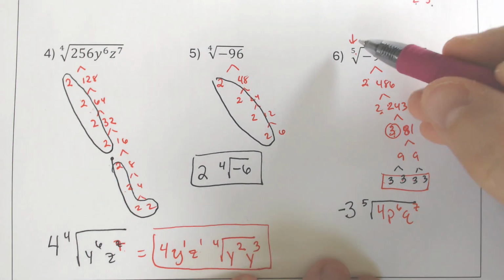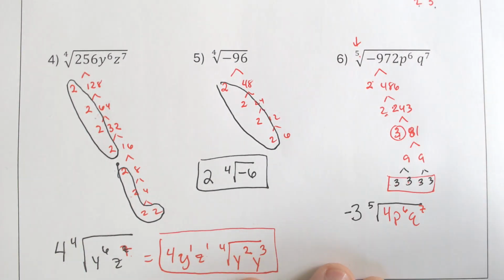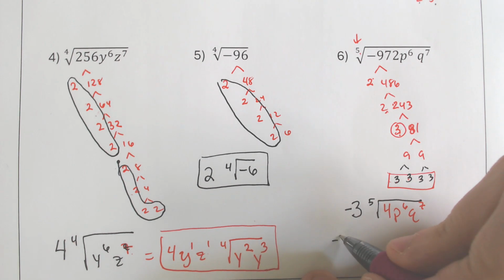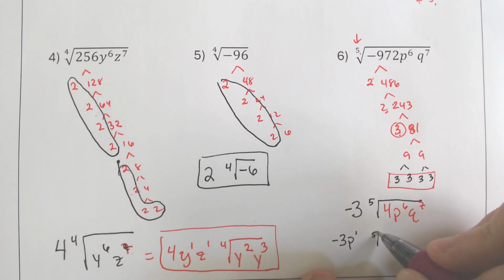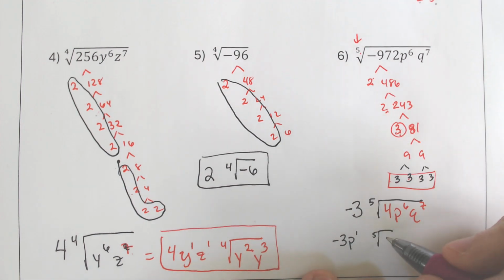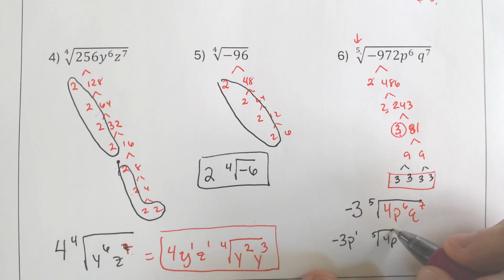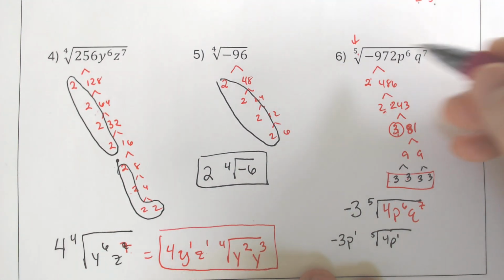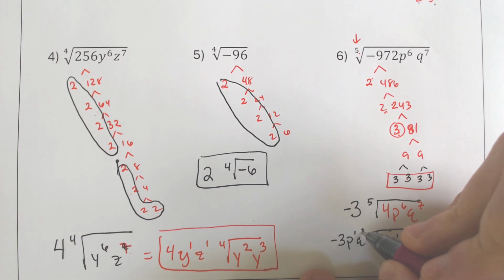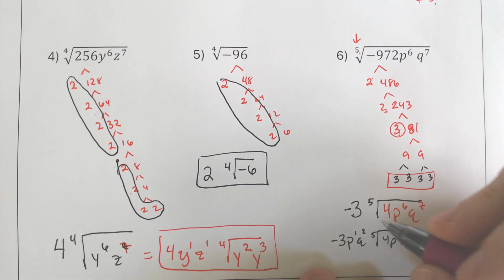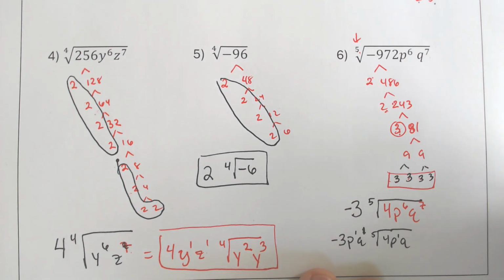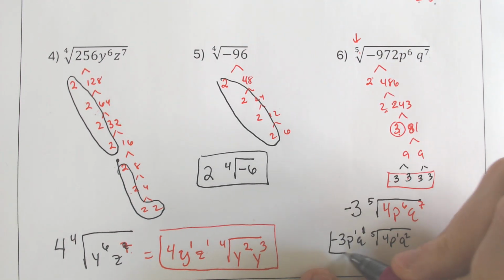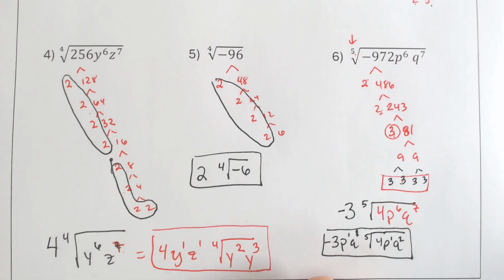Okay? Well, that's okay. How many times does 5 go into 6? 5 goes into 6 1 time. So this is going to be p to the 1st. And it only goes into 6 1 time with the remainder of 1. So that's why I got p to the 1st on the inside as well. How many times does 5 go into 7? Well, 5 goes into 7 1 time with a remainder of 2. And there's our final answer.